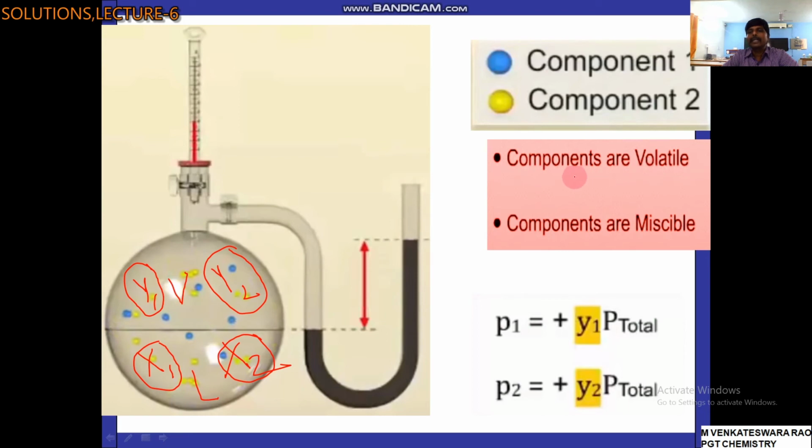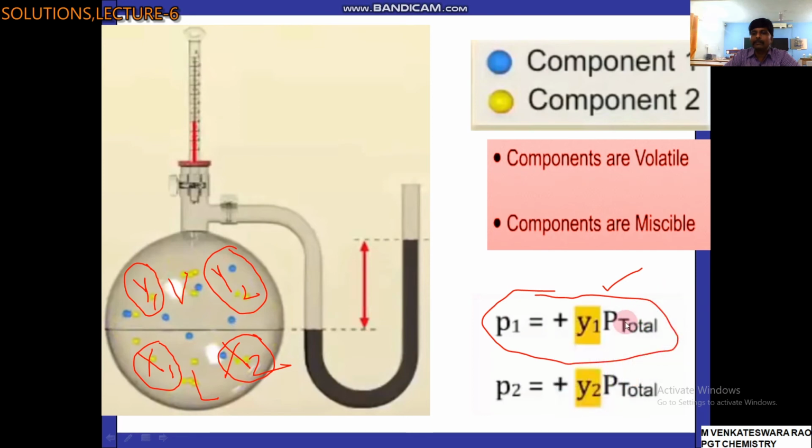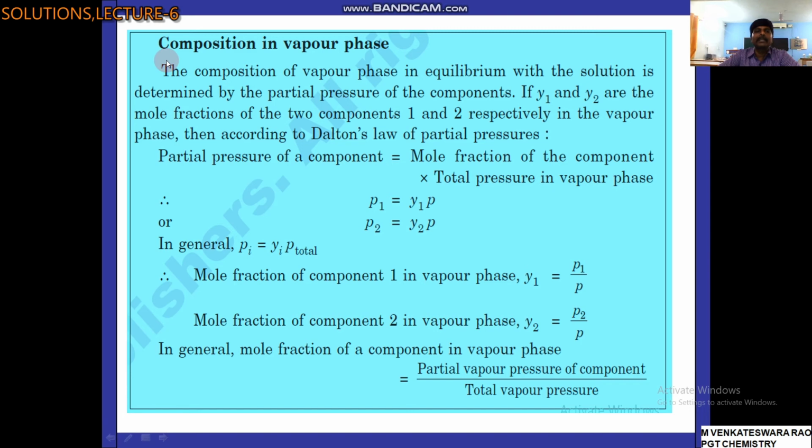So if both are volatile and both are miscible, then Raoult's law will come like this. P1 is equal to Y1 into P total. What is Y1? The mole fraction of component 1 in the vapor phase. So here it is completely given: the composition in the vapor phase.